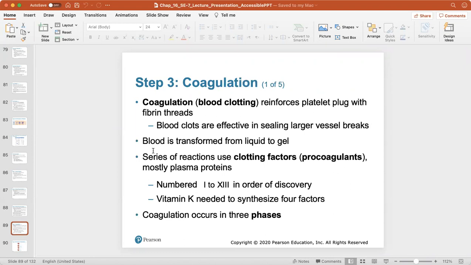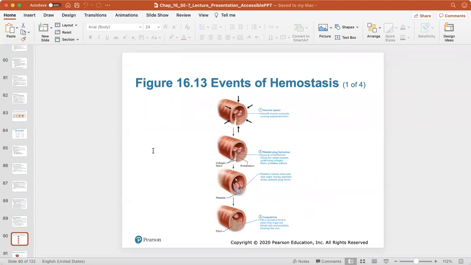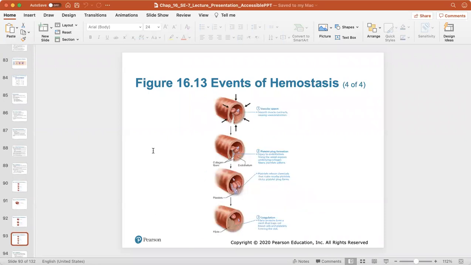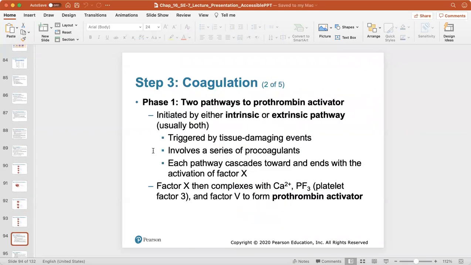Coagulation is the blood clotting that reinforces the platelet plug with fibrin threads. There's a series of reactions that use clotting factors. Coagulation itself occurs in 3 phases, which I won't have you know, but you should know these events of hemostasis: the vascular spasm, platelet plug formation, and then coagulation. This is a zoomed in look at each: the vascular spasm, the constriction of the blood vessel, the platelet plug formation, and then the coagulation step.